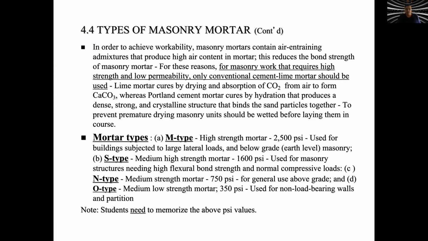There is also an S-type mortar that is a medium-high strength mortar that has about 1,600 psi, and is used for masonry structures when you need a strong bond between them. The medium strength mortar, N type, is about 750 psi and is for general use in any construction above the ground. And the O-type mortar is used for non-load-bearing walls and partitions in the buildings. You need to memorize the psi values of each type of mortar.